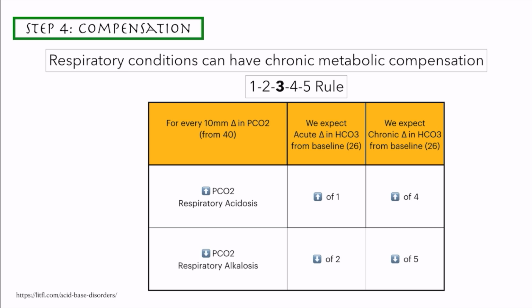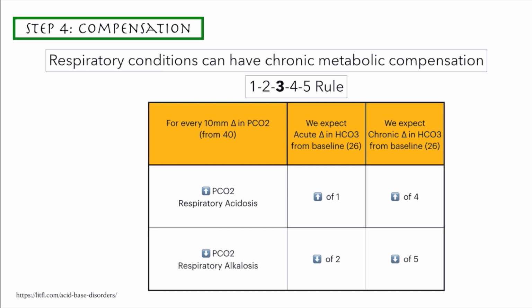For every 10 millimeter change in the PCO2 from 40 going up, you have a respiratory acidosis. CO2 is acid, right? High acid. Anything above 40, remember that's right in the middle of our mid-range. For every 10 above 40, we expect that the bicarb will buffer and rise from the mid-range, which for me was 26, by a factor of 1. In a chronic state, it'll be a factor of 4.